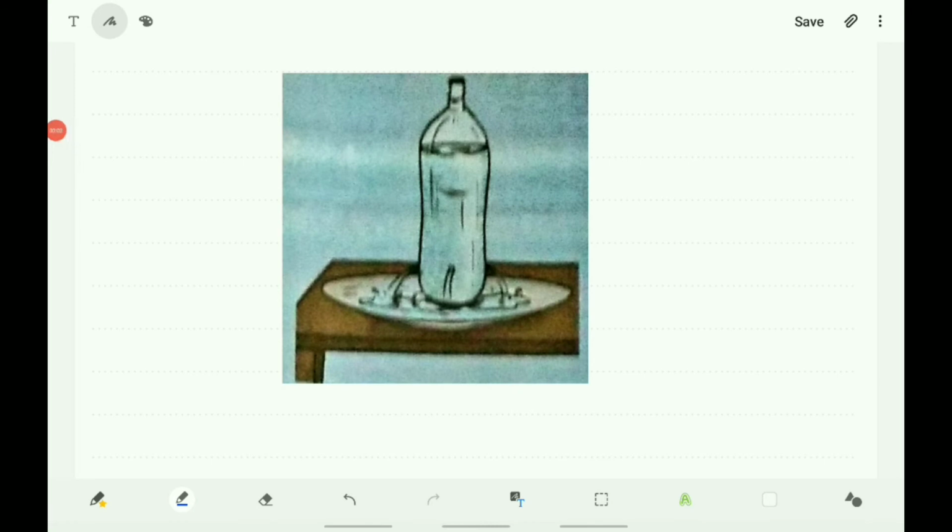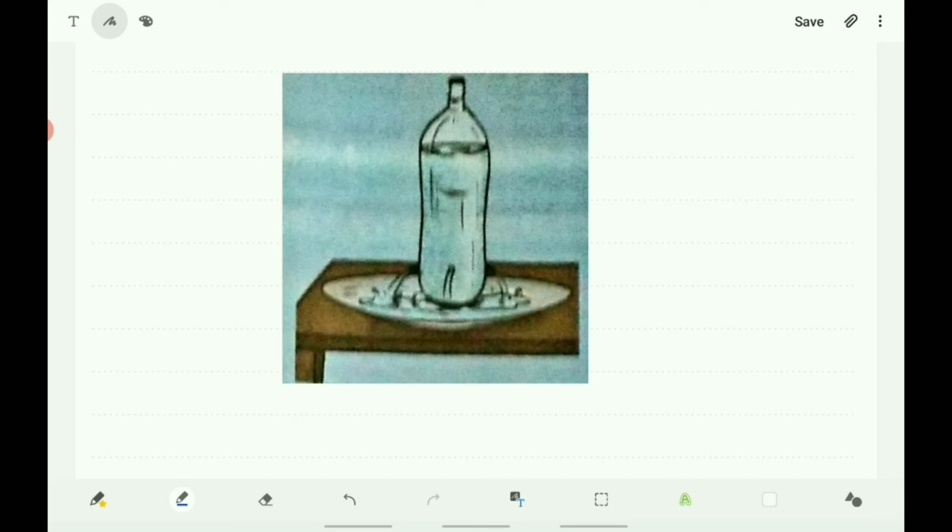Let's do one more activity. Take an empty plastic bottle or a cylindrical container, or you can take a tin can or used plastic bottle. Drill 4 holes all around near the bottom of the bottle as shown in the figure. Make sure that the holes are at the same height from the bottom.